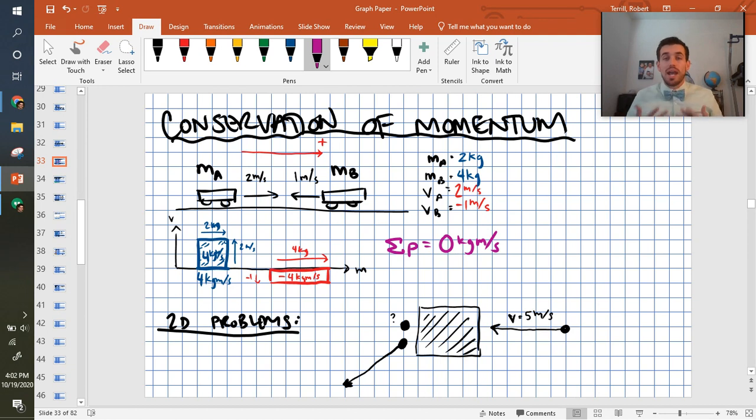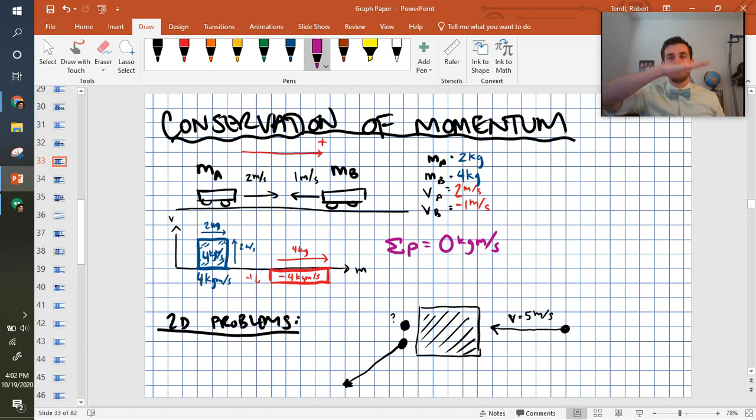That means no matter what happens in this scenario, at the end, after the collision takes place, we still have to have 0 kilogram meters per second. The only way that would not be true is if there was some outside force acting on it.